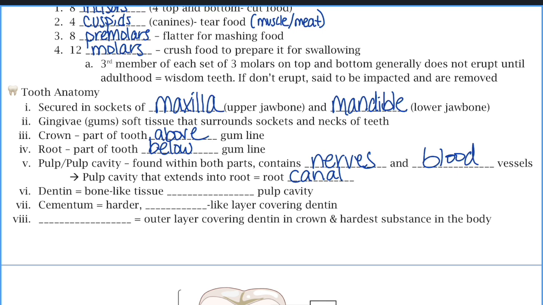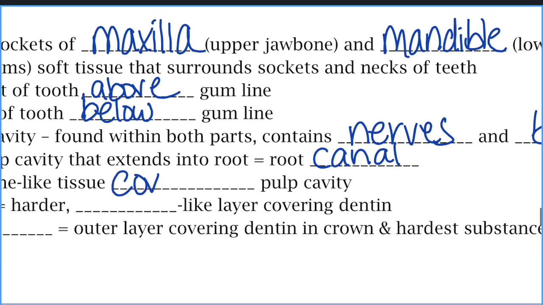Dentin is a bone-like tissue that surrounds the pulp cavity. I think that's my word. Surrounds or protects, one of those. Covering. Surrounds, same thing.